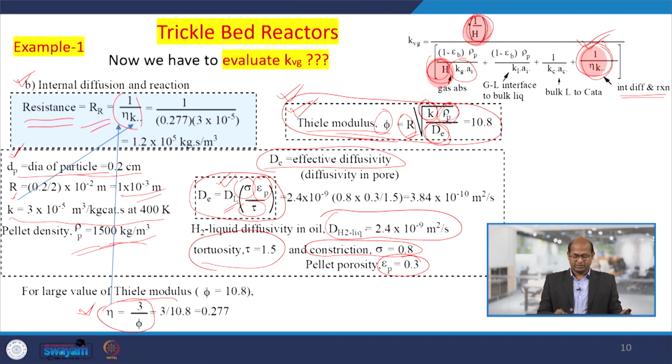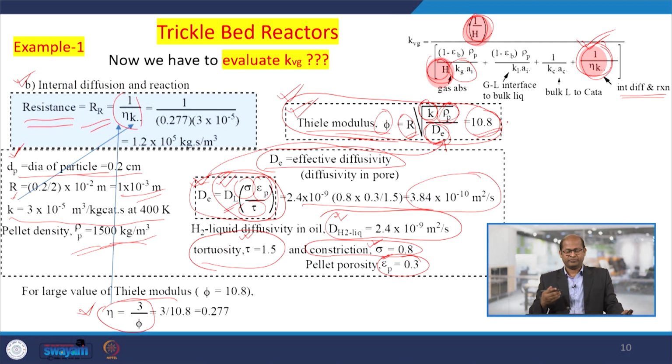So, for those components DL, sigma, Ep and tau, if you substitute the values here, then effective diffusivity you can find out. Effective diffusivity is coming, let us say this. So, this effective diffusivity we can substitute here, then we will get the Thiele modulus. See, to find the Thiele modulus phi, R, k, rho p, D we have to substitute here, then we are getting 10.8, that is the Thiele modulus for this particular system.